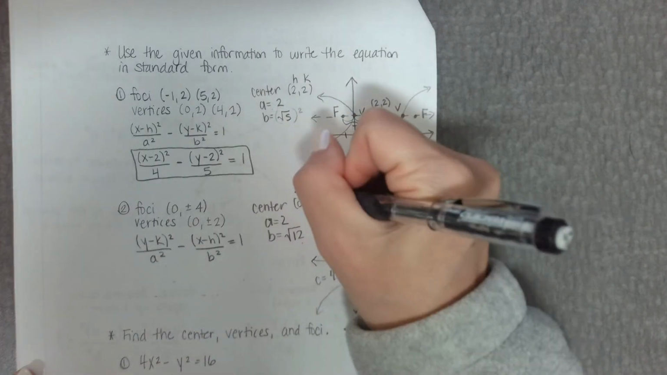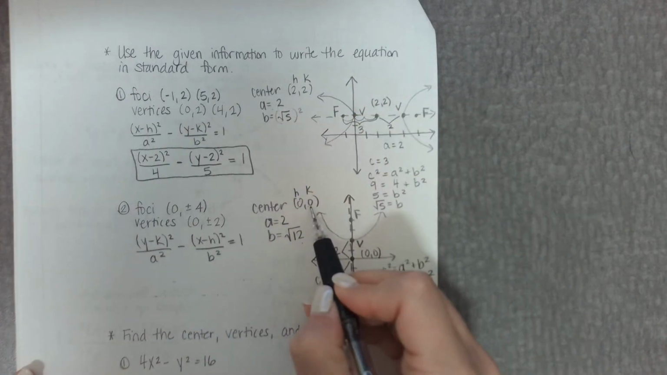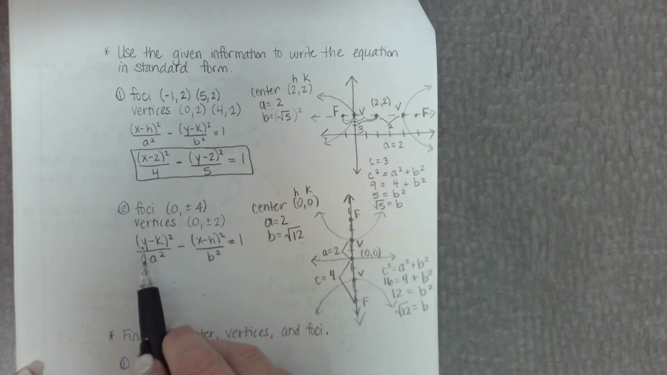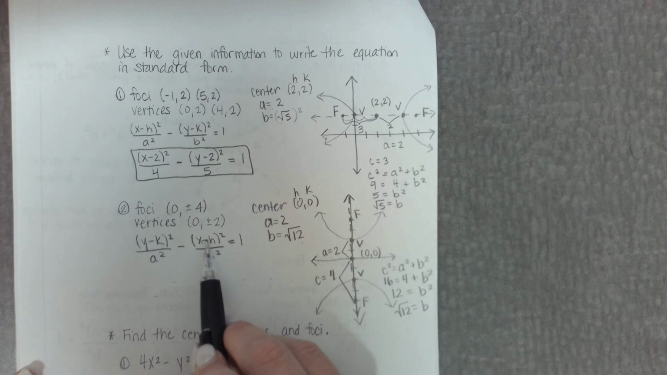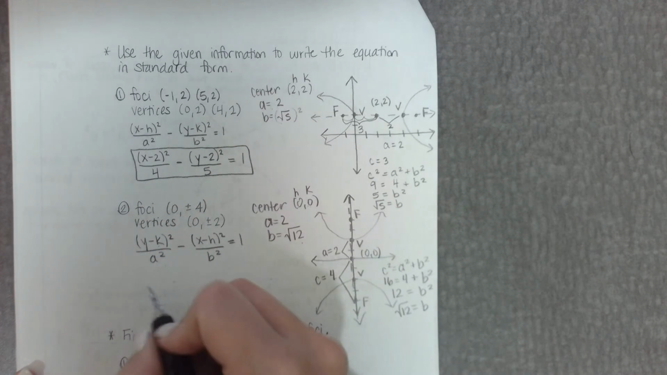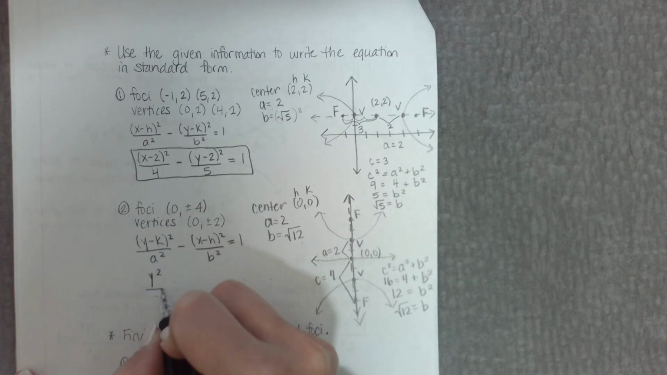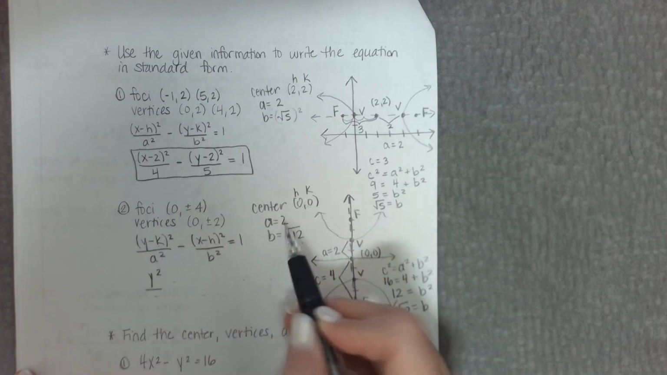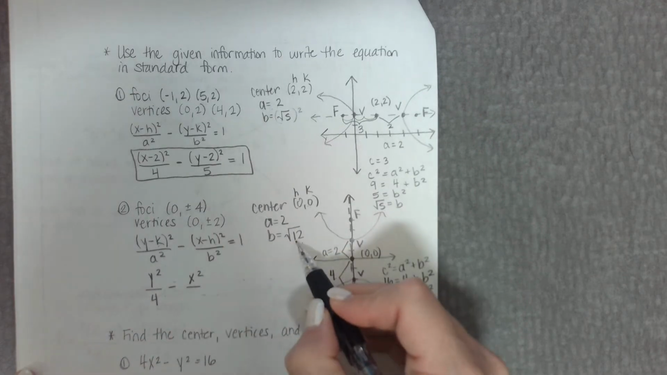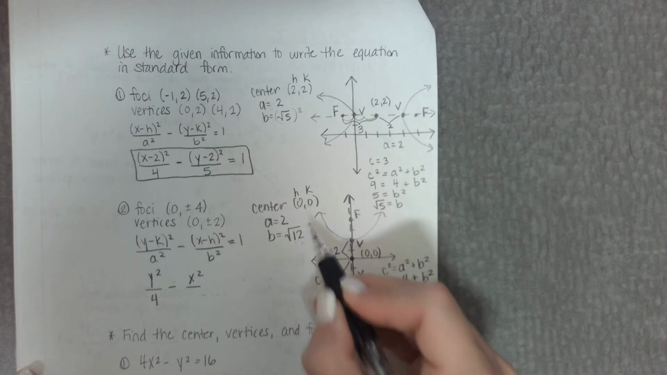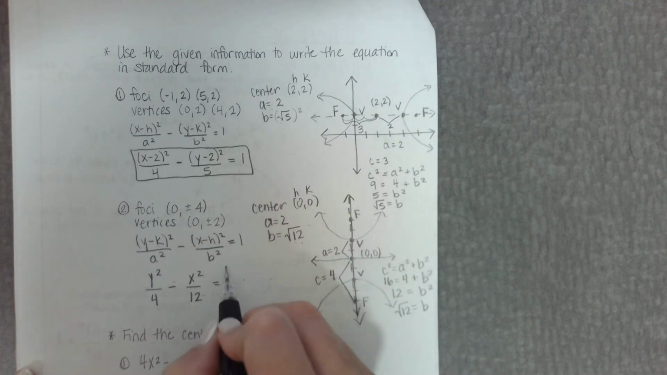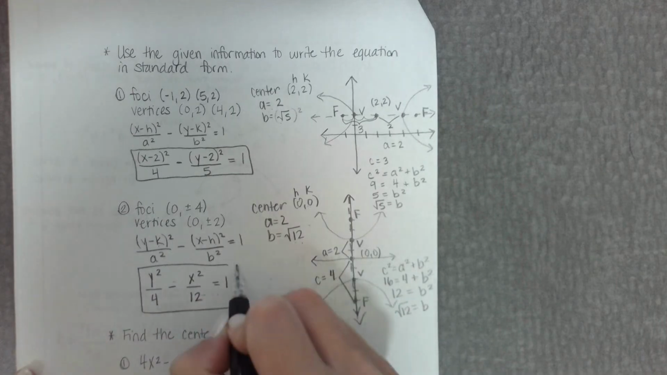Since our HK is 0, 0, when we put the 0, 0 in here for HK, it's going to be like y minus 0 and x minus 0. So that's going to simplify to just y squared and just x squared. So we really have y squared over, and then a squared, that'll be 4. And then x squared over, when we do the square root of 12 squared, it's going to take the square root off, and you're just going to get 12, and then equals 1. And that is standard form for that one.